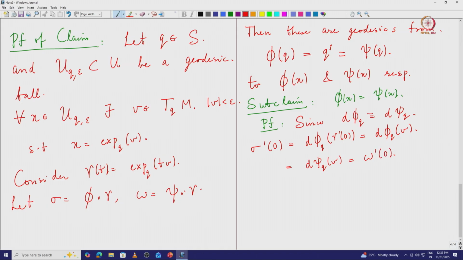So that means sigma and omega are geodesics with the same initial point and the same initial velocity vector. This implies that sigma is identically equal to omega. In particular, sigma of 1 is equal to omega of 1. Okay, so we are done.